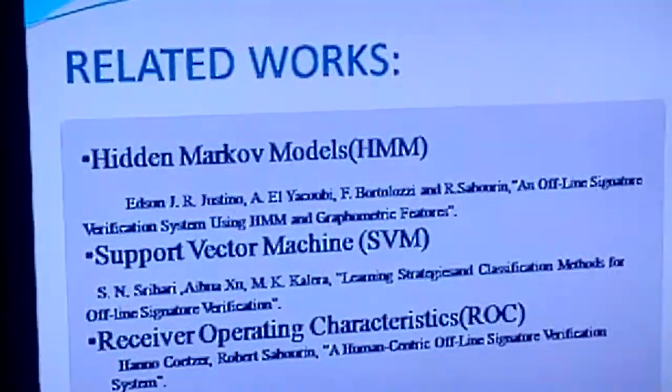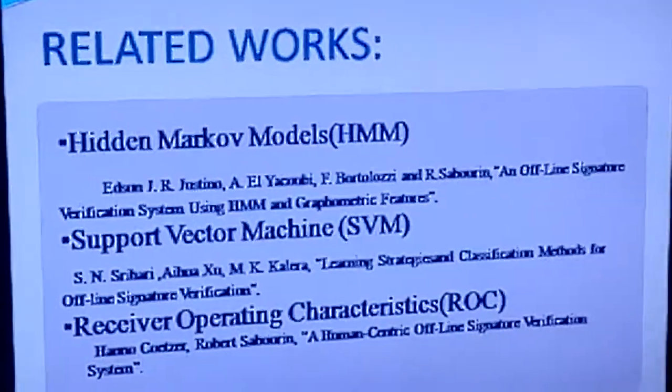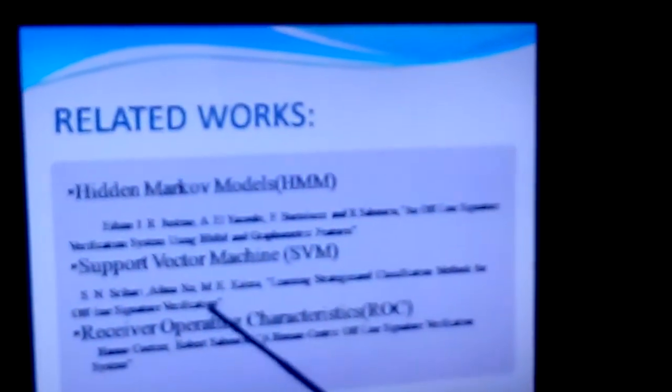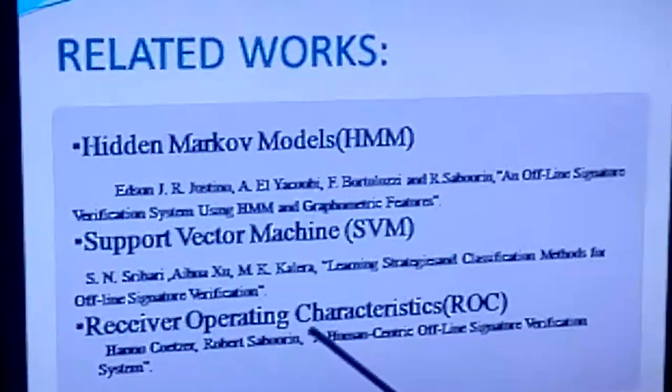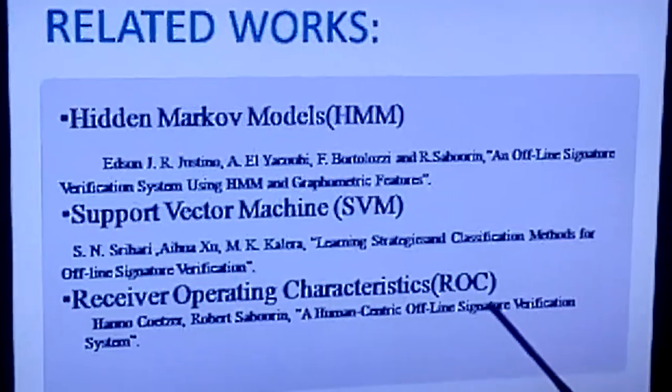Before we go to our technology or discuss our algorithm, we want to discuss the related works or the previous works. Previously, many people tried to authenticate a person based on a signature and they used different technologies. Some of them are hidden Markov model or HMM, support vector machine or SVM, receiver operating characteristic or ROC.